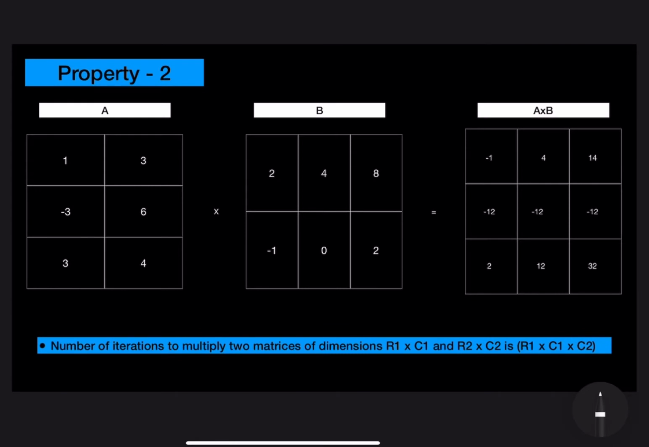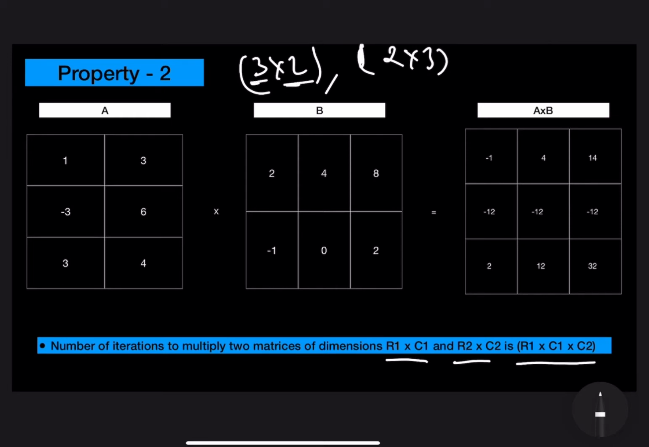Now the second set of properties imply that the number of iterations to multiply two matrices A and B of dimensions R1 cross C1 and R2 cross C2 is R1 into C1 into C2. For example, in this case, A is a 3 by 2 matrix and B is a 2 by 3 matrix. So the total number of iterations to multiply them will be equal to R1 into C1 into C2, that is 3 into 2 into 3, that is equal to 18.